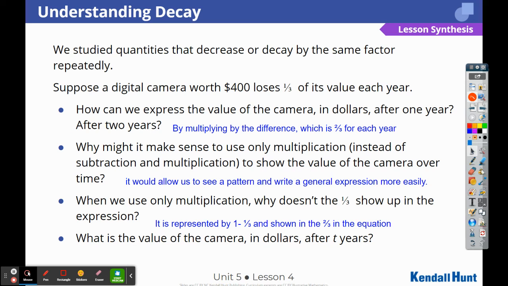And what's the value of the camera in dollars after t years? Well, we're just going to take our initial amount, 400, and multiply it by the remaining amount, which would be 2/3, and raise it to the power of t. So for these, make sure that you understand the fraction that you're putting in your equation is the part that's left. So we're looking for the fraction that's remaining, not what's being taken away.